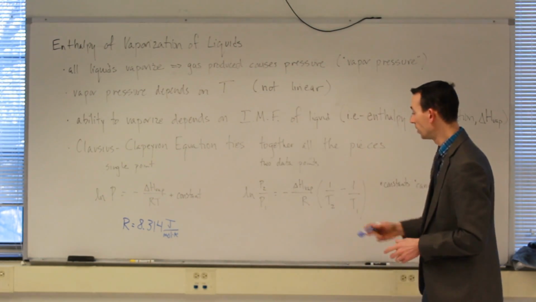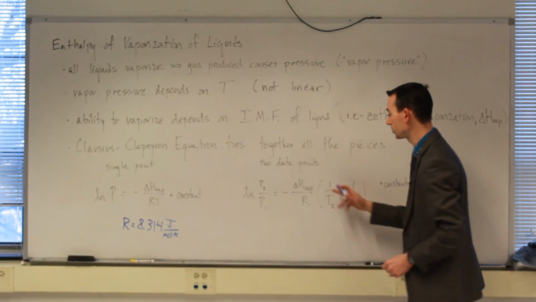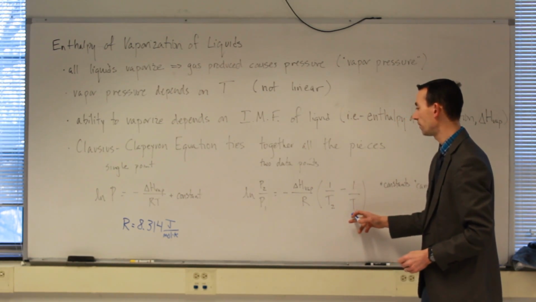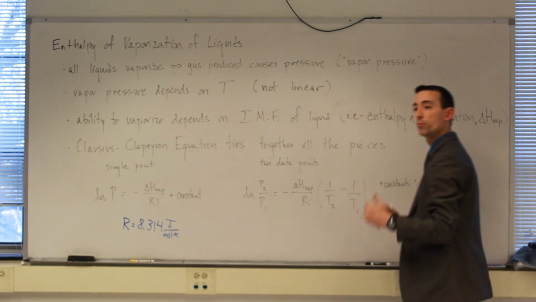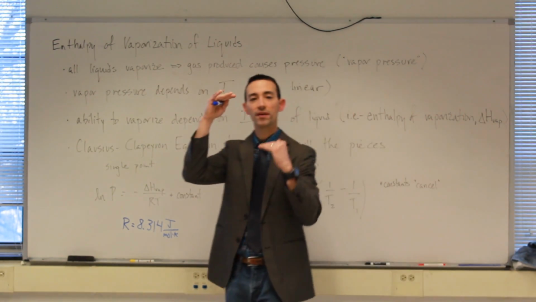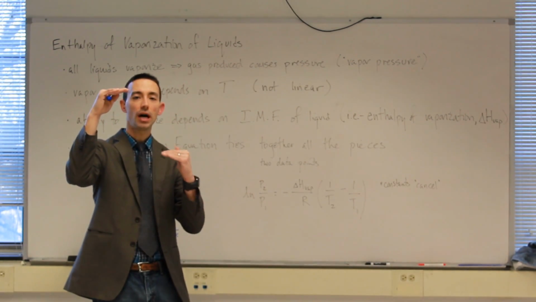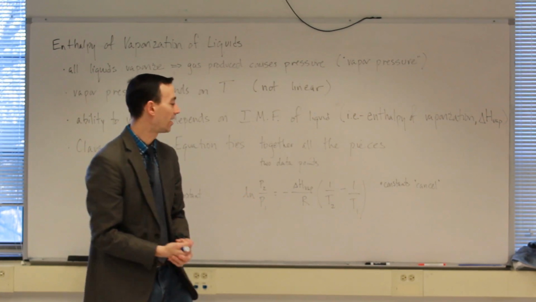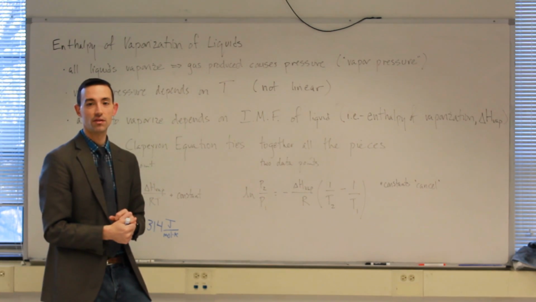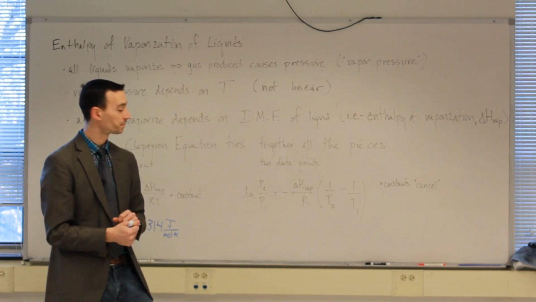But also, now we have, in parentheses, 1 over temperature 2 minus 1 over temperature 1. And the constants are gone because if we subtract one point from the other, those two constants would be equal and they would cancel out. They would subtract out. That's why there's no constant in this form right here.